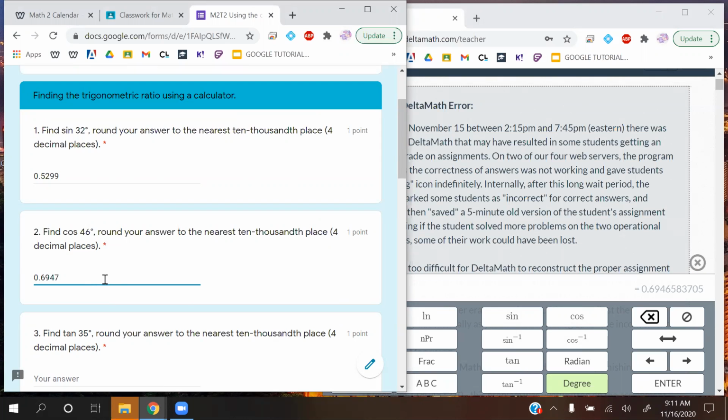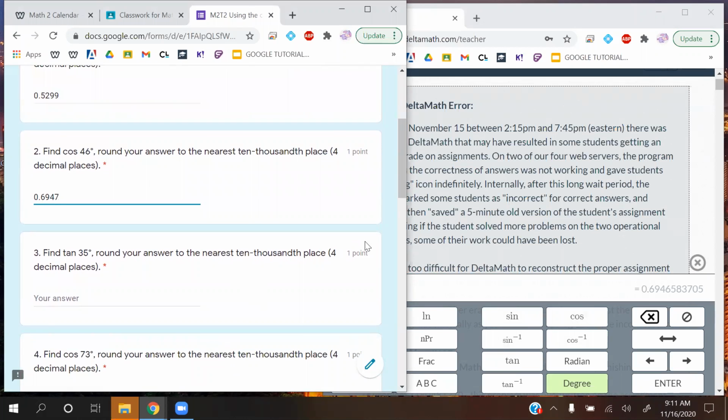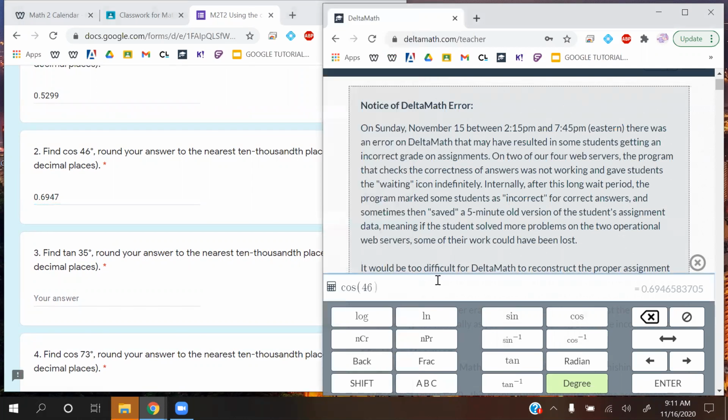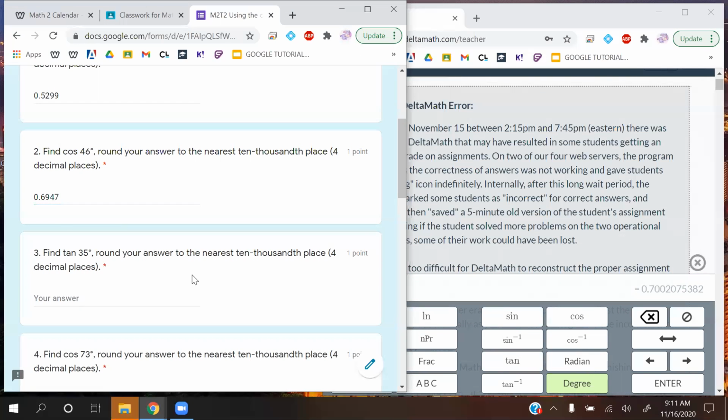Okay, so that's how you type sine and cosine. It's the same thing for tangent. Let me just show it to you just in case. How do you type tangent? You can type TAN on your calculator, or you can press the tangent button. Either way works. And then you just type 35 in there, and then we want it to 4 decimal places again, so 0.7002.